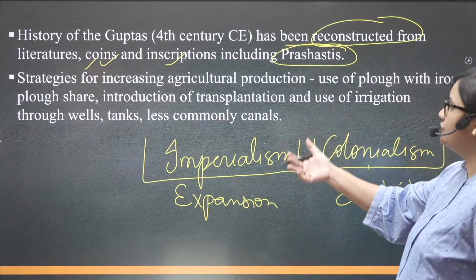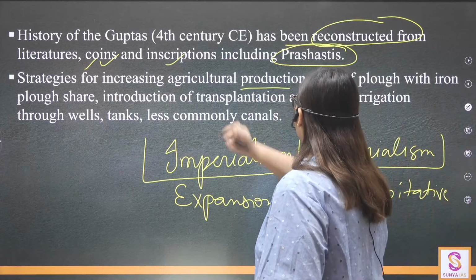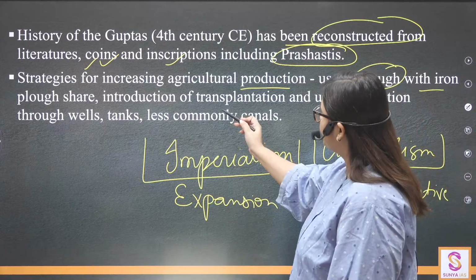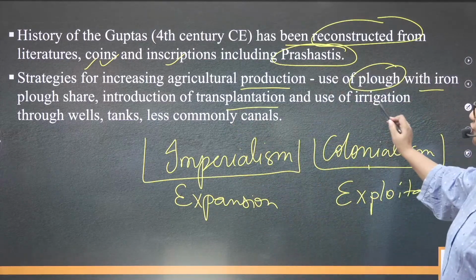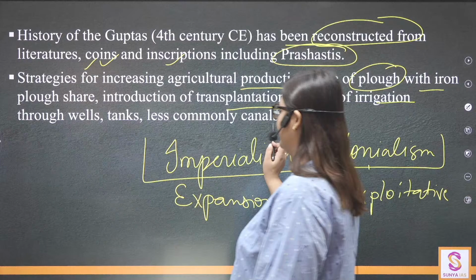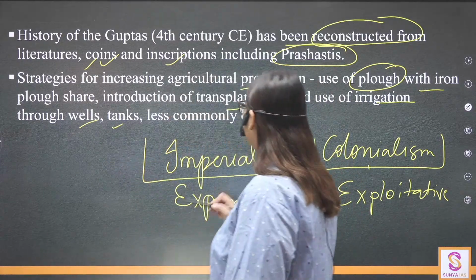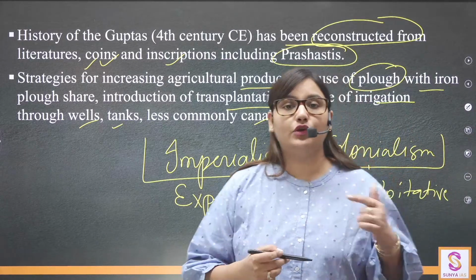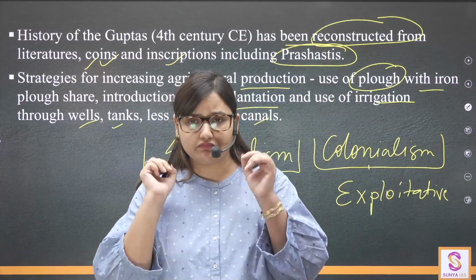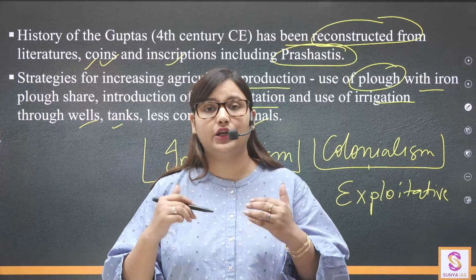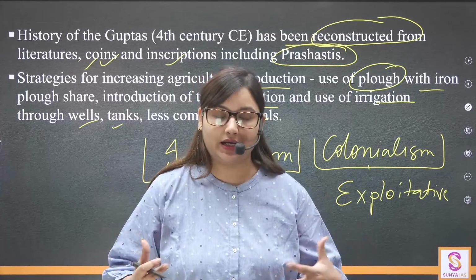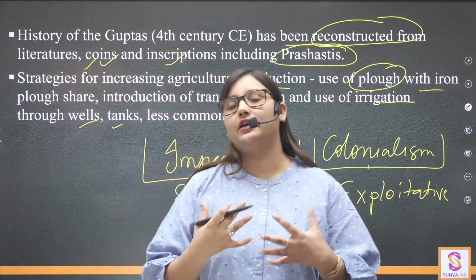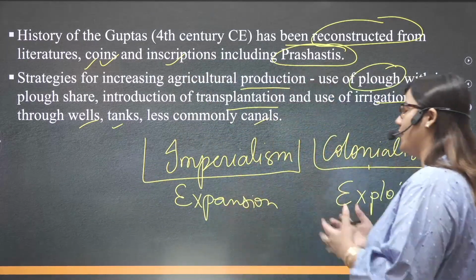So strategies for increasing agricultural production happened. There was the use of iron ploughshare, introduction of transplantation happened, use of irrigation through wells, tanks, and less commonly canals also. You will see many of the rulers started taking a lot of interest in making new irrigational canals, and they really wanted to increase agriculture because land really became a source of wealth for them.